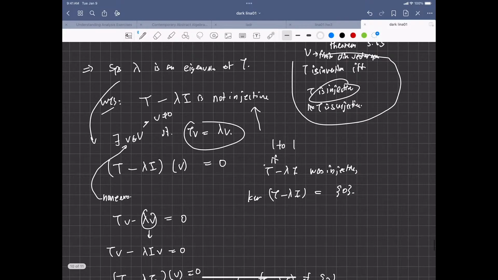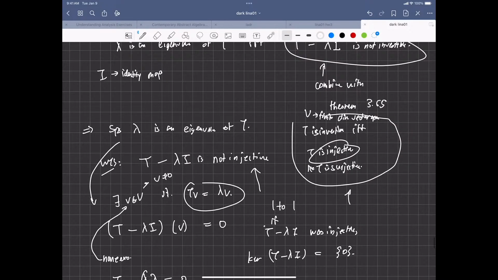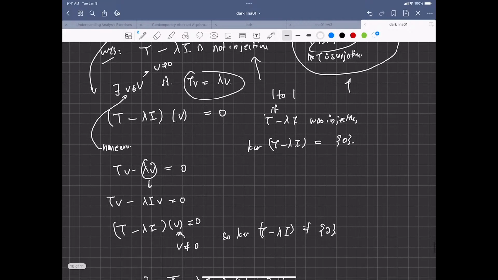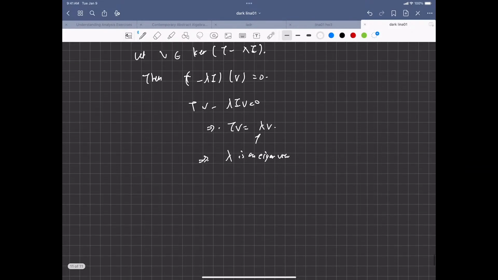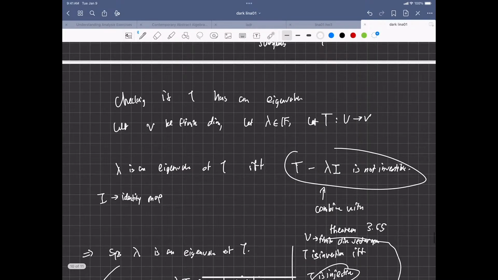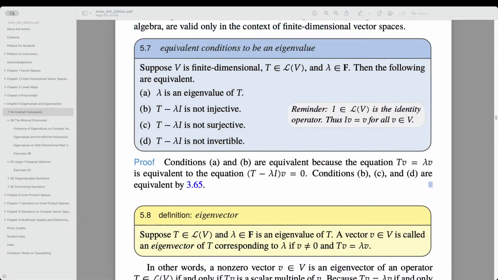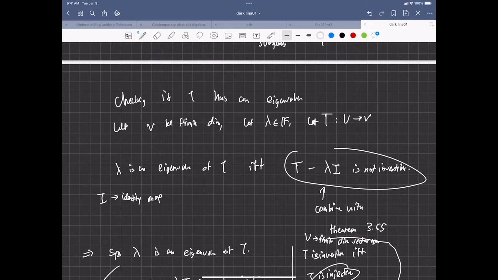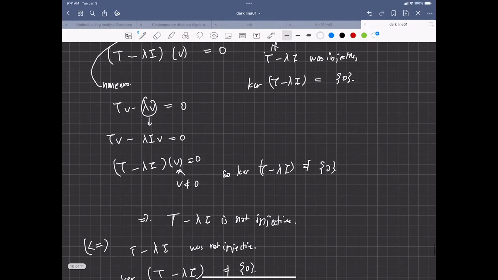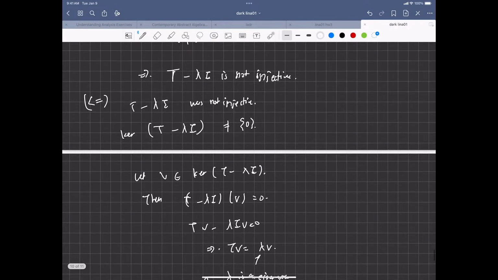And again, combining this with these theorems here, we arrive at the equivalent conditions, which I'll show you right now in the textbook. These four of them are combined with 3.65 there to get everything we want. And now we have given our definition of eigenvalues and eigenvectors.